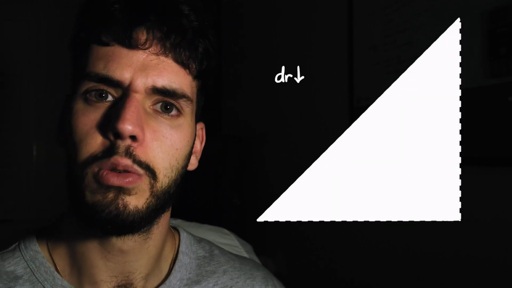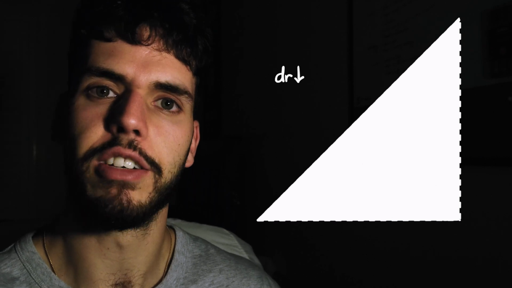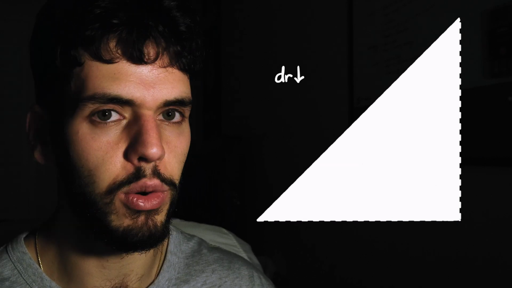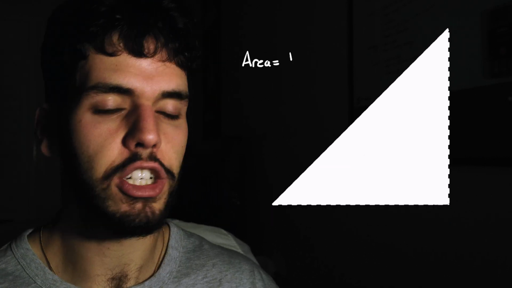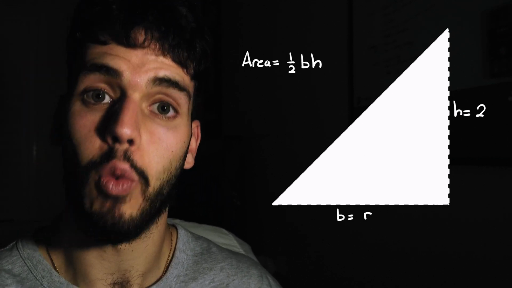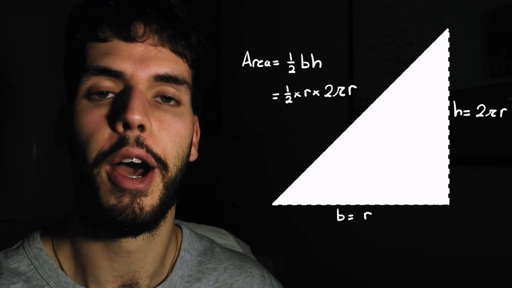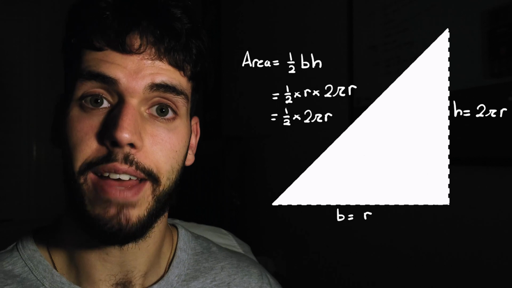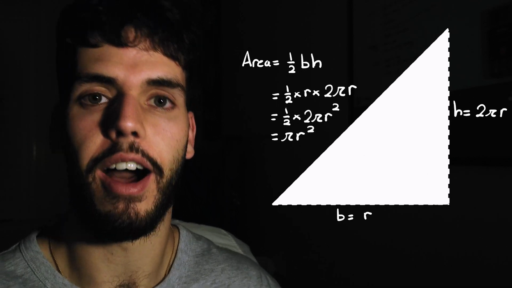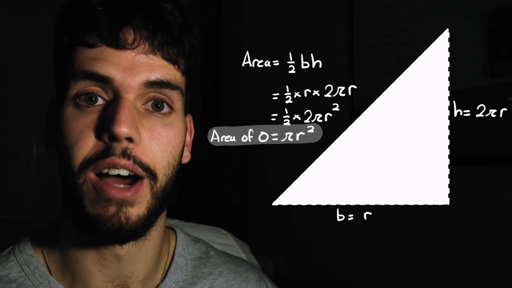And if all these little segments are representing our circle, we can just take what we know, the formula for an area of a triangle, and calculate the area of our circle. So the area of a triangle being half times base times height, where the base is our radius r and the height is the circumference of our circle 2 pi r, multiply by half, and we'll get that the area of our circle is pi r squared. And now we can say that the area of our circle is pi r squared without a doubt.